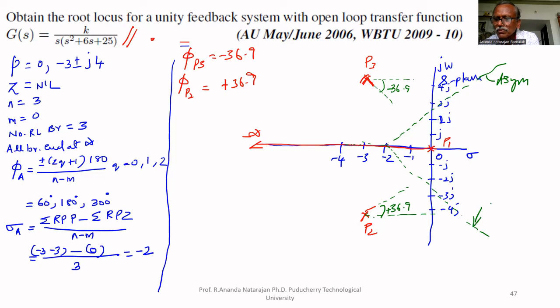Now it comes out, and where it intersects the j omega axis we have to find. Then we can draw the root locus. Already one branch is over. It starts at 0, ends at minus infinity. These two branches are coming out at minus 36.9 and plus 36.9. And where they intersect the j omega axis, that we have to find. For that, we have to form the Routh array.